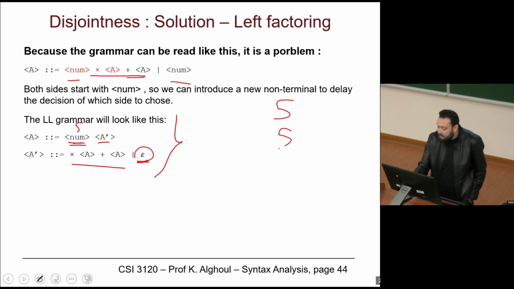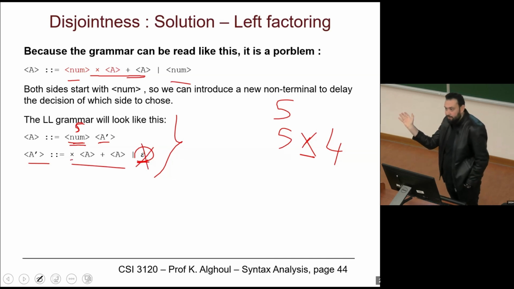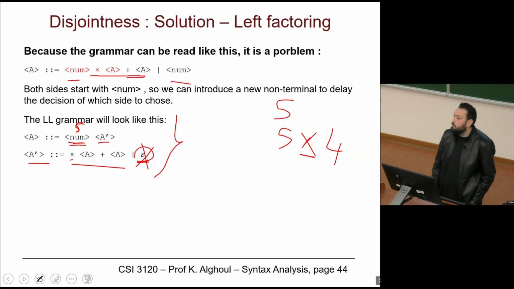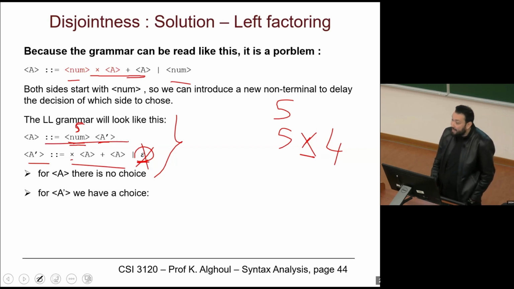But if my statement is 5 times, let's say 4, I'm going to send 5 first. So I'm here, 5, and then I'm going here now. The next token is times. So I'm not going to choose the empty. I'm going to choose times. And I'll continue doing this. Okay, good. So now for A, there is no choice. A is always like this. And then for A prime, we have a choice, but do they overlap? There's no overlap in that choice. It's either this or just empty. So there's no overlapping, so it worked.